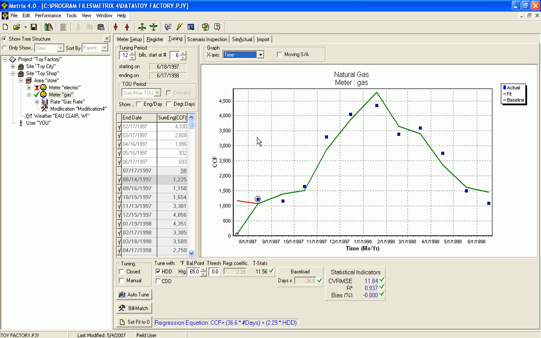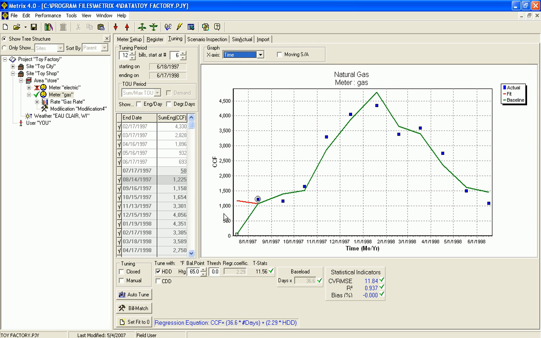The red line on the graph represents the fit line, or the line determined from the regression equation. The green line represents the baseline, where the baseline equals the fit line plus or minus modifications. The fit line is actually hidden by the baseline for most of the bills, as the baseline is the same as the fit line for all bills except the bill matched bill.